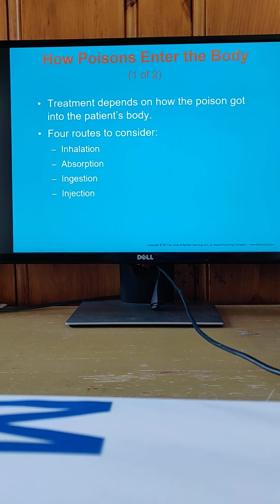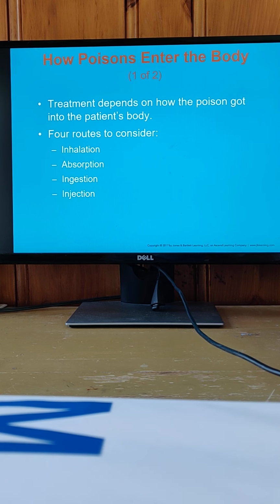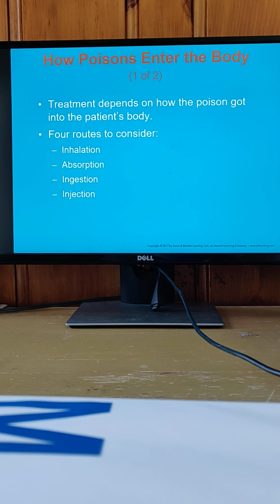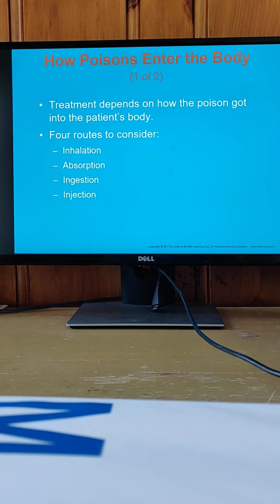Treatment depends on how the poison got into the patient's body. It depends how it got into them, and it depends what it is. First of all, they have to determine what it is. Then, how did it get into the patient's body? If it was absorbed through the skin because it's a powder, liquid, or gel, it would have been more slowly absorbed than if it was injected or inhaled. Okay, if it was ingested, you've got about 30 minutes for the poison to start taking effect. Okay, so there are 4 routes that poison gets into the human body: inhalation, absorption, ingestion, and injection.